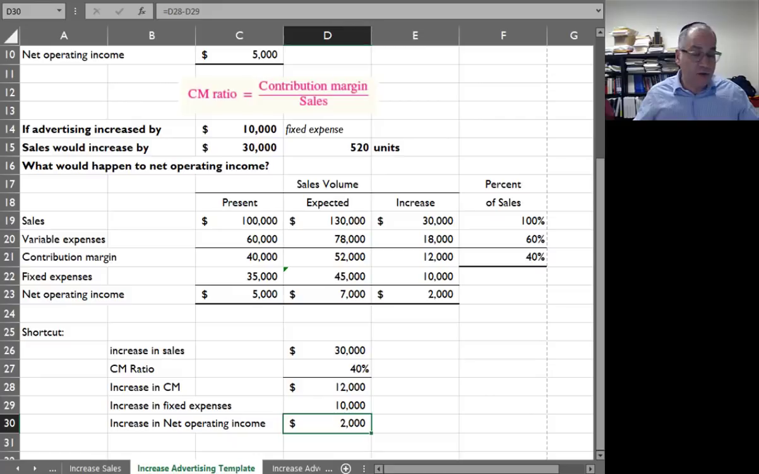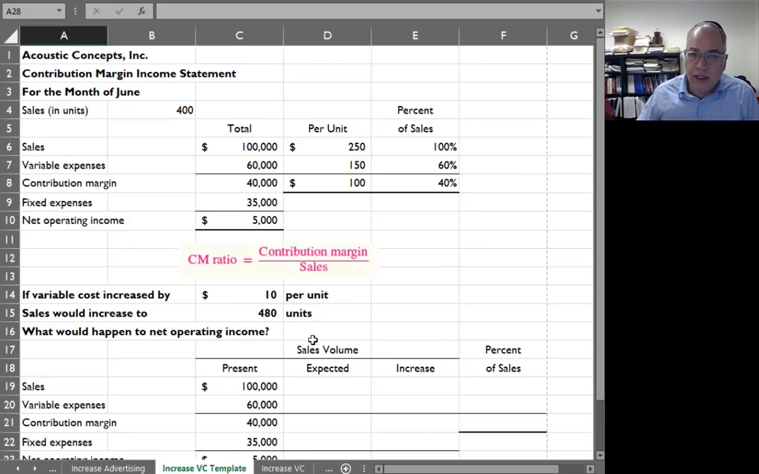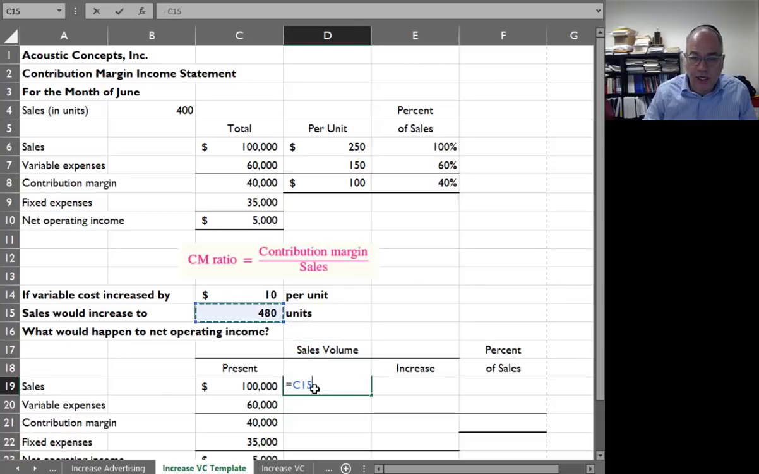Now go to increase variable cost template. Let's try another experiment. Let's say we increase variable cost by $10 per unit. And we know that if we do that, that would be sales commissions, according to the book. Sales would increase 480 units. So what would happen to net operating income? All right, let's go. So sales would be 480 units times $250 each, or 120,000.